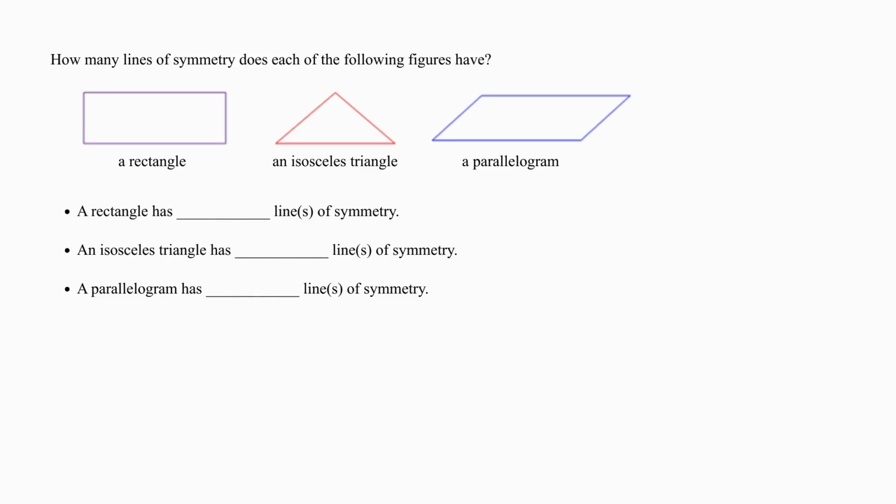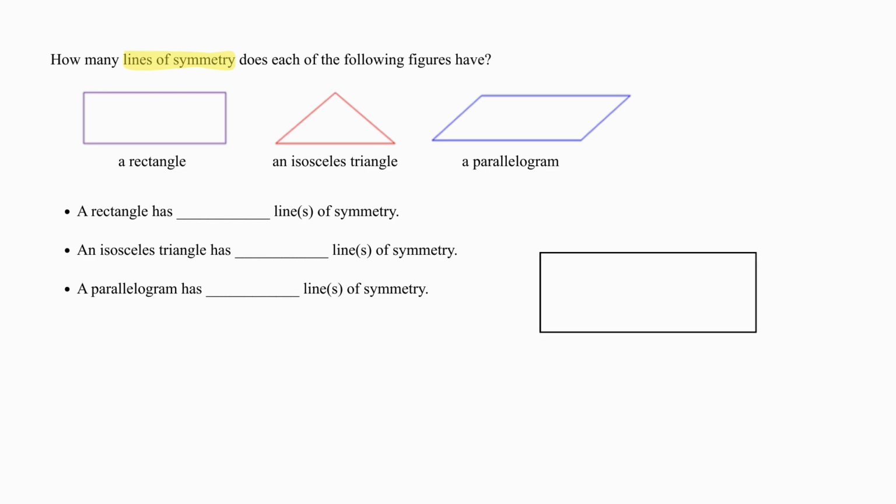Let's have a look at this question. We're going to talk about symmetry. Think of a line of symmetry like a folding line. If you fold a shape along that line and the two halves match up perfectly, then you have found a line of symmetry. Let's break down these three shapes quickly.